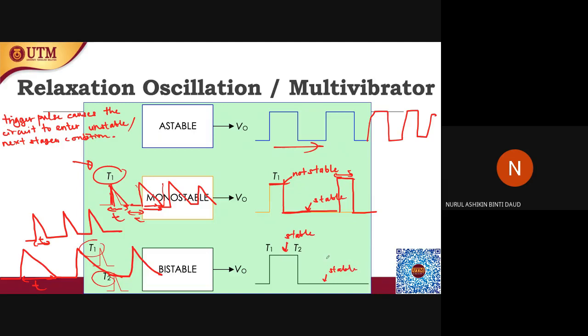So this pulse, this trigger pulse, will make the signal enter the stable condition. Since for this monostable there is no trigger at this point, that's why it is called the not stable condition. For this condition, since there is a trigger pulse, that's why it is called a stable condition. So for this bistable type, since there are two trigger pulses, both will be stable conditions.